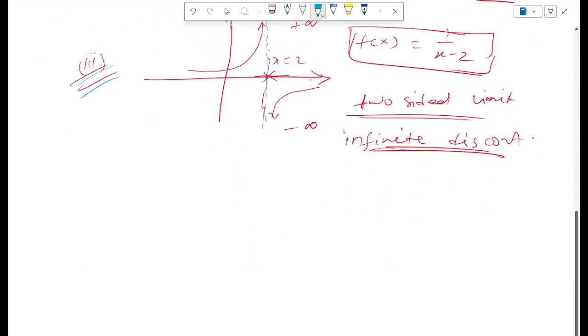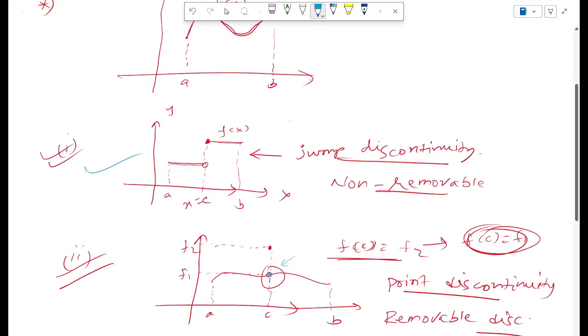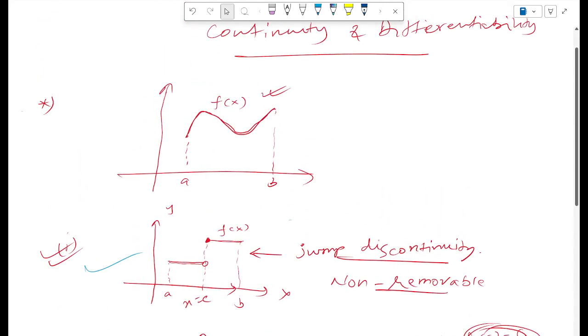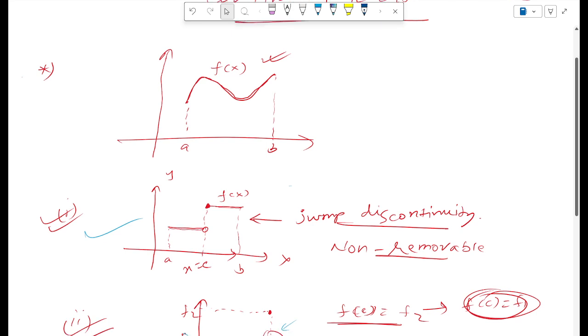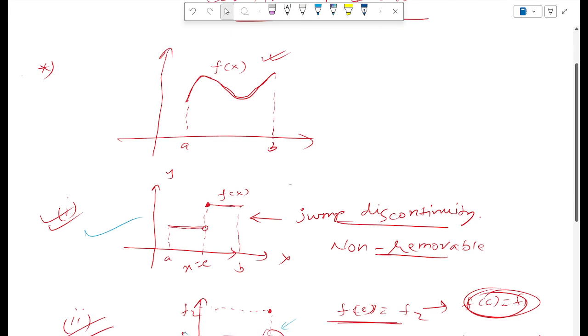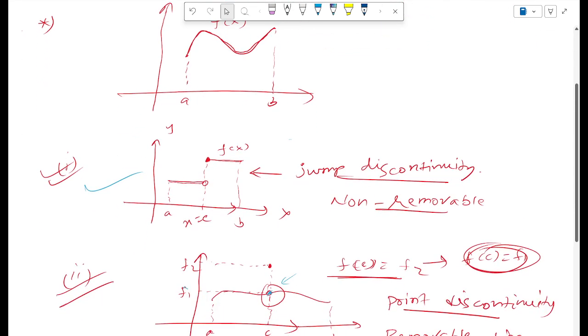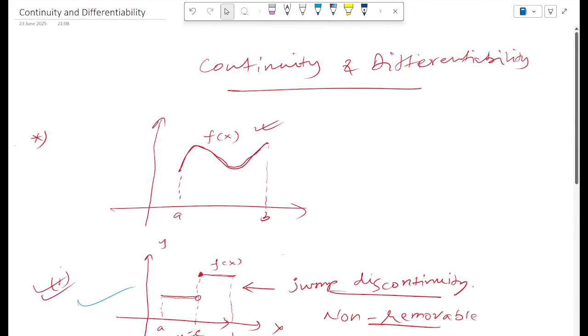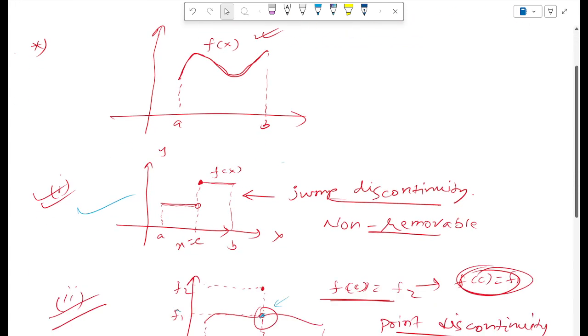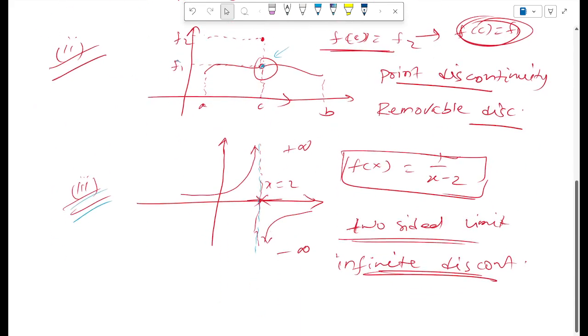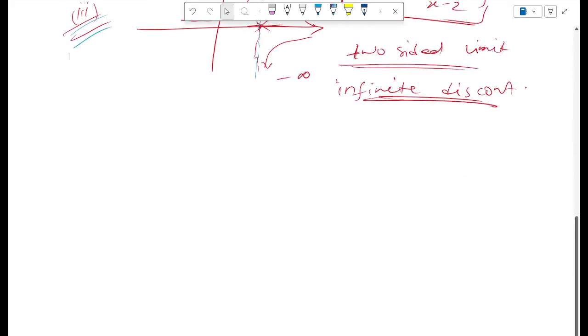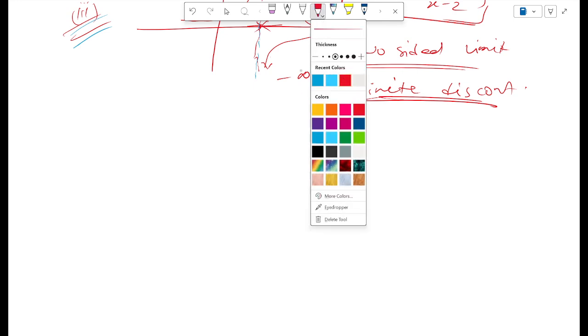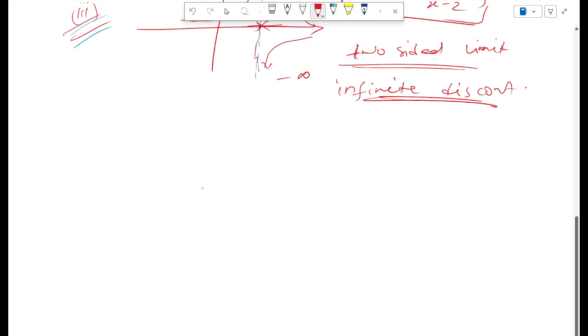Now this is how we intuitively, by seeing the graph or by looking at the function, can think about whether the function is continuous or not. But all the time we do not reach the conclusion about the continuity of a function intuitively. We define a mathematical formal way, some formula kind of thing, so that we can check whether the function is continuous or not.